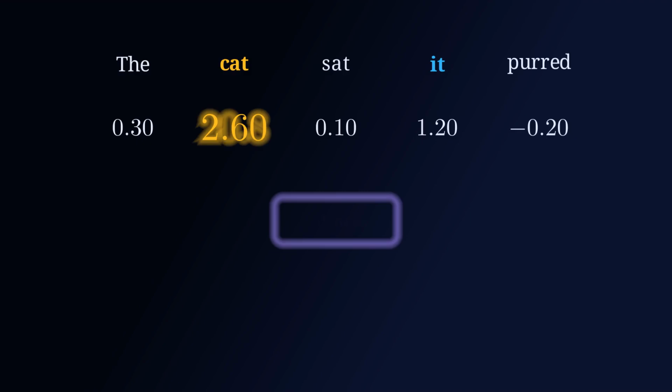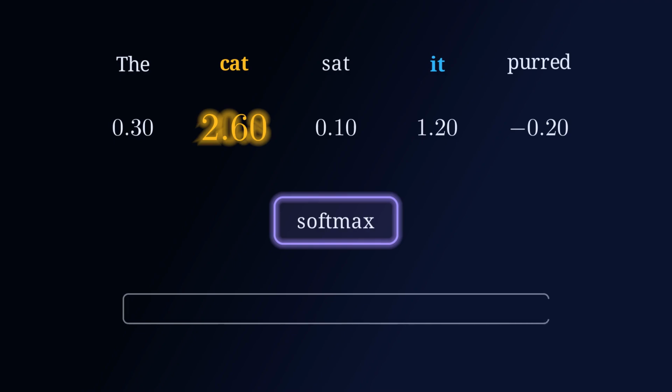Now the key move. We want to turn this row of scores into a set of weights, real percentages, that describe how much attention to pay to each word. Those weights must all be positive and must add up to exactly 1. For that we use a function called softmax.